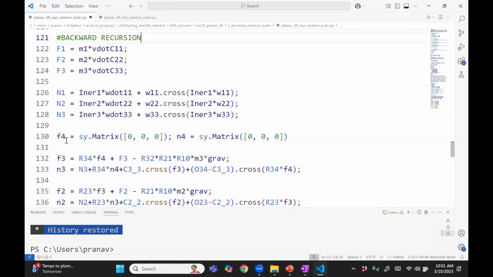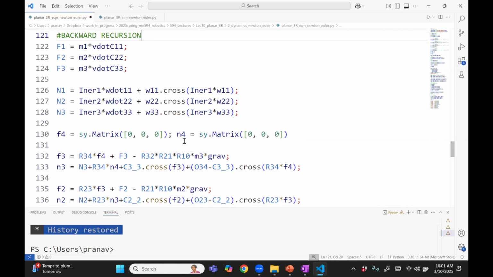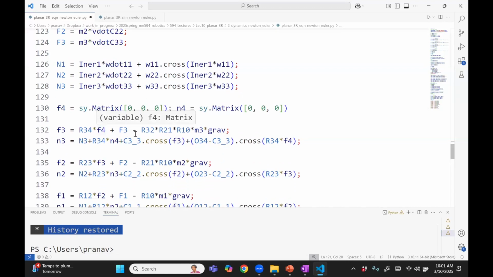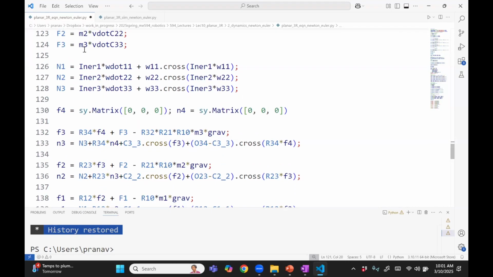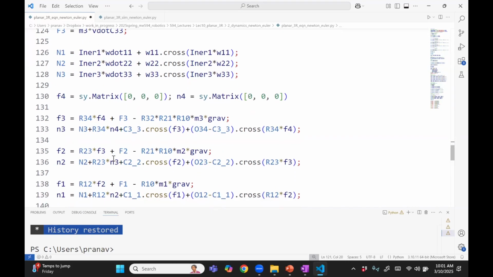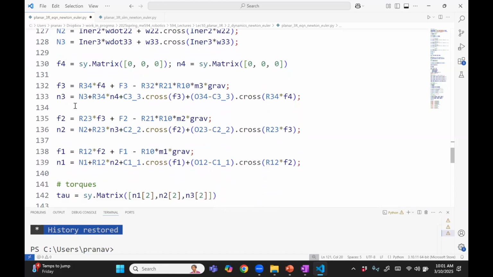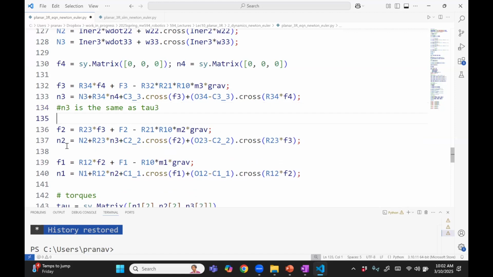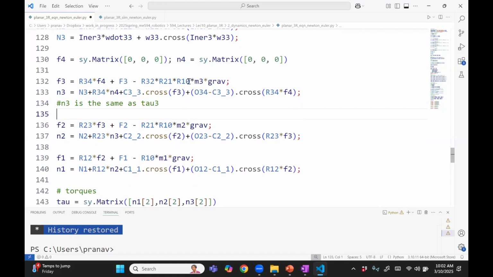This is where the recursion actually starts. The last link is the third link. So the force from the fourth link, which is an imaginary link, it never exists, is 0. N4 is 0. F3 depends on F4, and so on. Just apply it again. Here I've actually used N3. N3 is the same as tau 3. Okay, and same for N2. N2 is the same as tau 2, and so on.